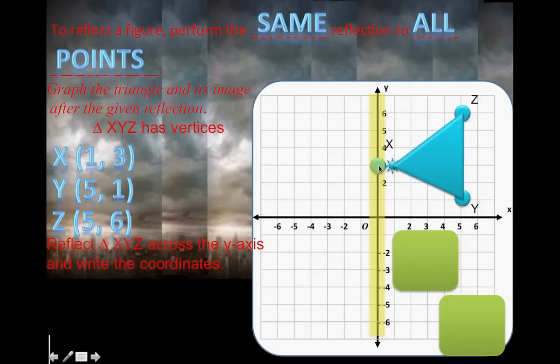We're on the axis now, so we want to move the same number on the other side. Okay? Make sure you label it. So X prime is the image of X after you flip it across the Y-axis. The coordinates of that point are going to be -1, +3. We're going to do Y next.